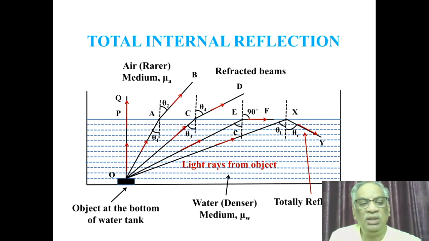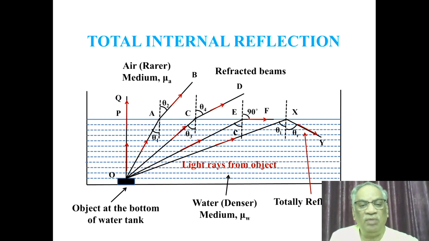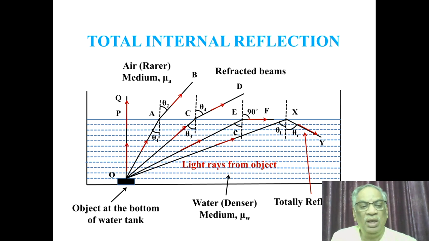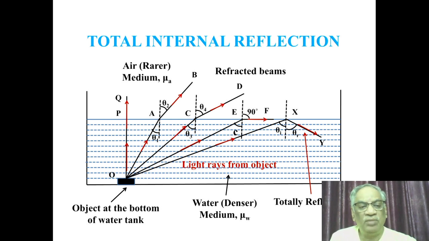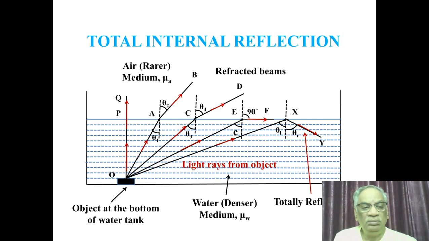In this slide you can see the object is placed at the bottom of the water tank at O, and light rays are getting emitted from it in different directions, like the rays shown: OP, OA, OC, OE, OX, etc. For each ray, the angle of incidence increases from 0 degrees for the ray OP to higher values for the other rays. As shown, for the ray OA it is theta 1 and the angle of refraction is theta 2 at the point A, and at the point C, theta 3 is the angle of incidence and theta 4 is the angle of refraction.